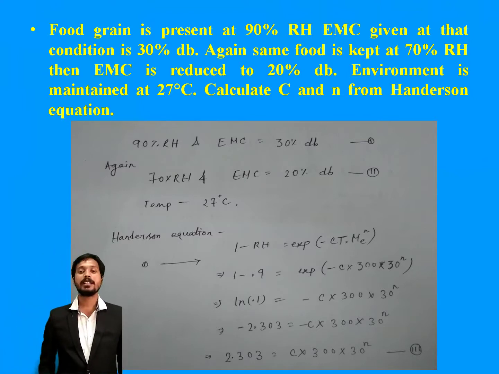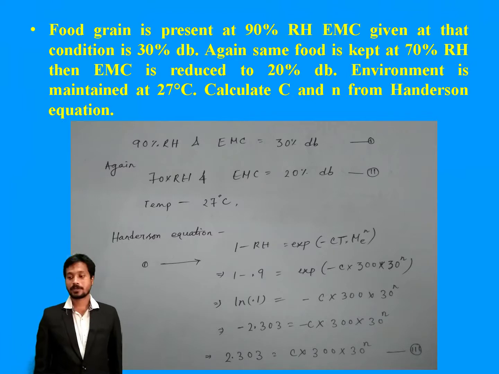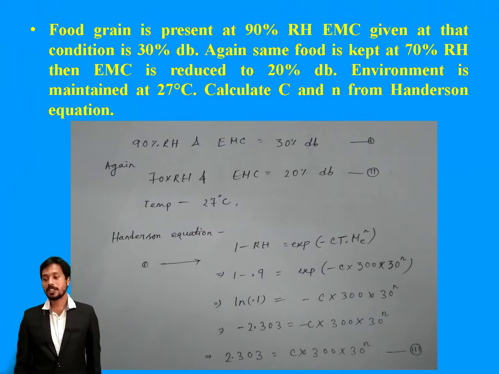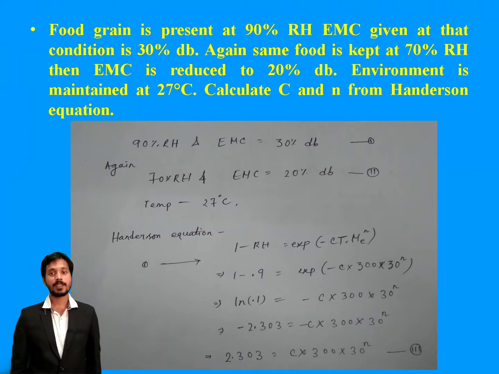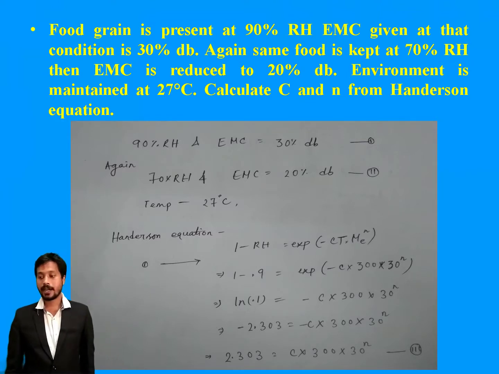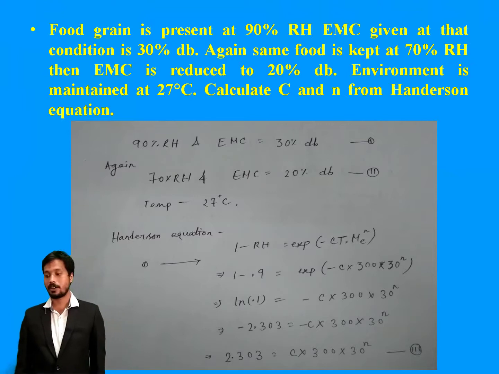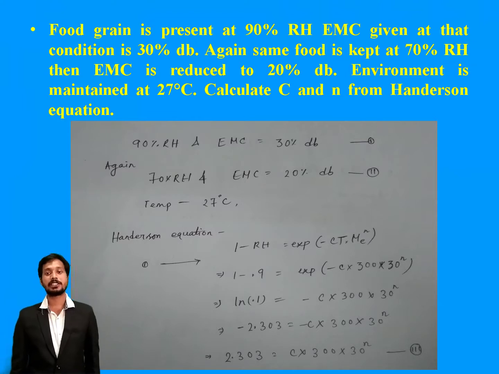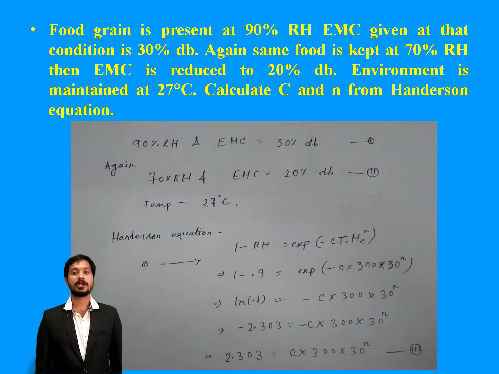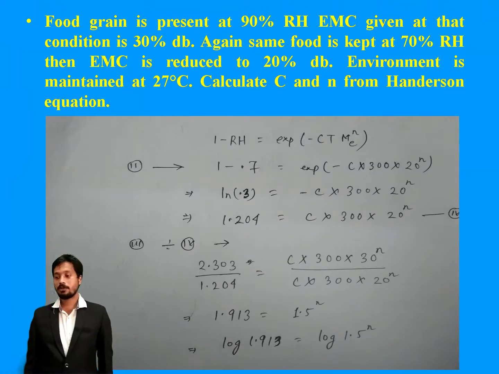So if I simplify, it's coming 0.1 on the left hand side, 1 minus 0.9, and this exponential, if I take it to the left hand side, then it becomes ln. So ln of 0.1 equals minus C into 300 into 30 power n. Now ln of 0.1 is minus 2.303, equals minus C into 300 into 30 power n. So minus and minus on both sides cancel out, and it comes 2.303 equals C into 300 into 30 power n. So this is the one equation.